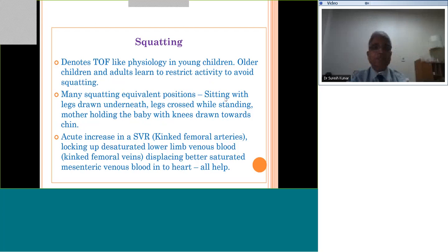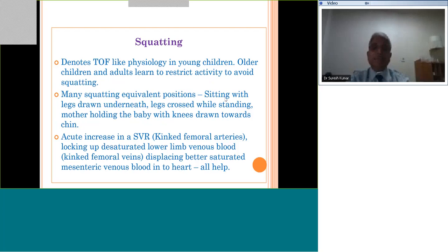Squatting is an important symptom that you would find in tetralogy in the older child. In the history, if a person who is cyanotic gives you a history that there is squatting, that's very, very suggestive that you are dealing with tetralogy of Fallot. But older children and adults, they learn to restrict activity and they may not squat. They instead may assume many squatting equivalent positions. For instance, sitting with legs drawn underneath.